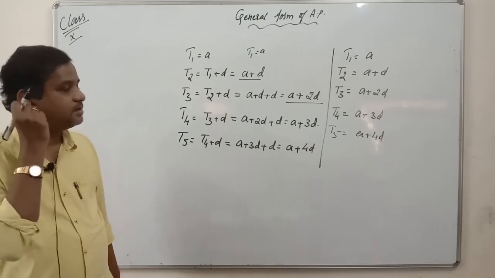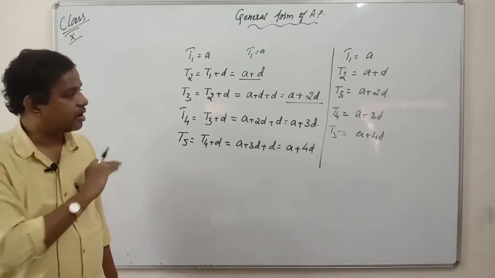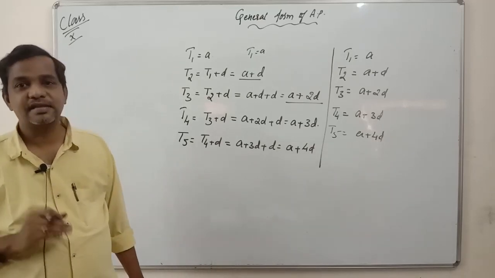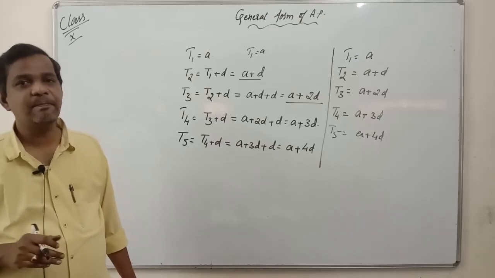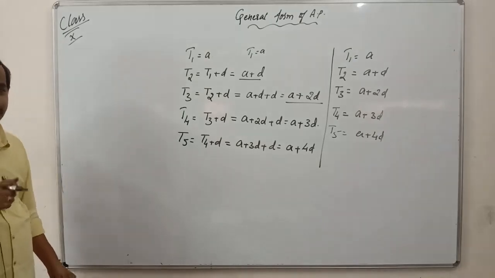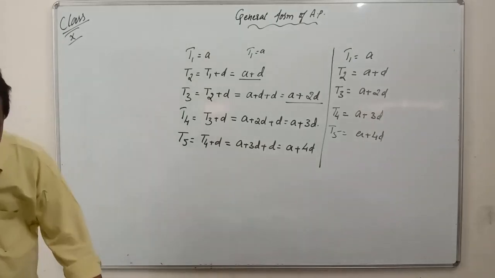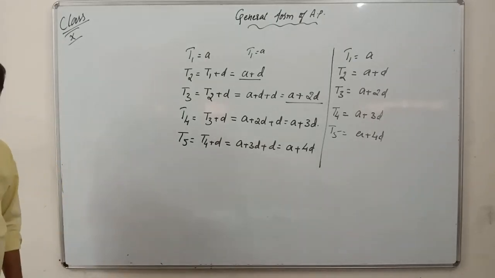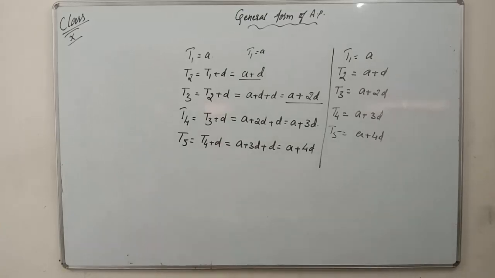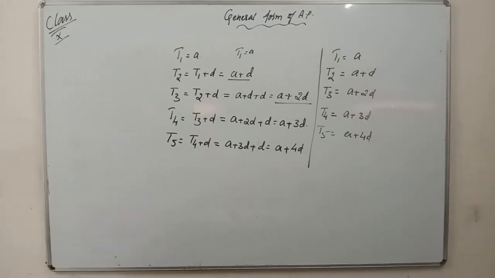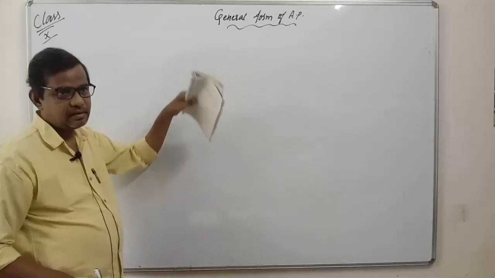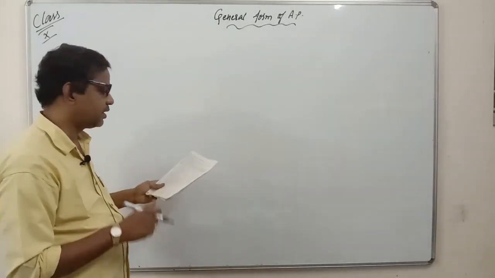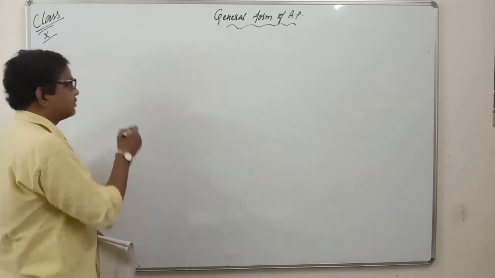I'll give the table, copy the table. After copying the table, you come to know what is the general form of an AP in simple words. Okay? Copy this one. So I'll give a small table, copy the table, you'll get the exact picture.